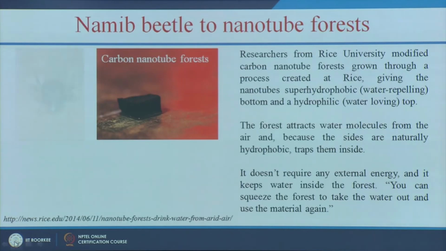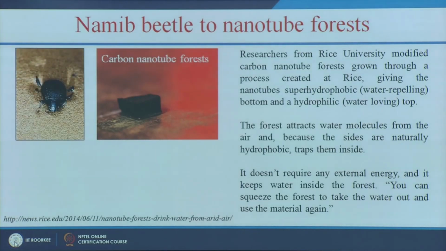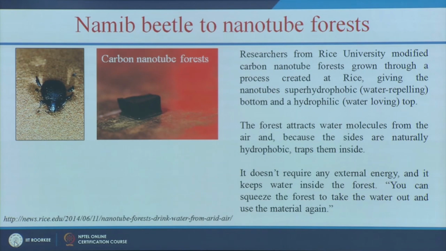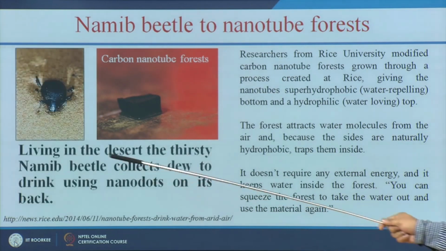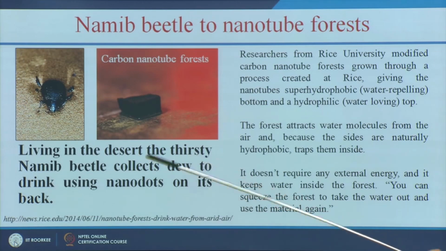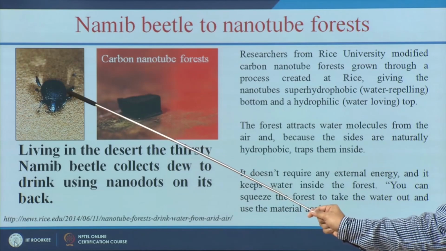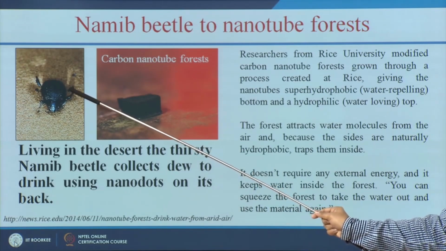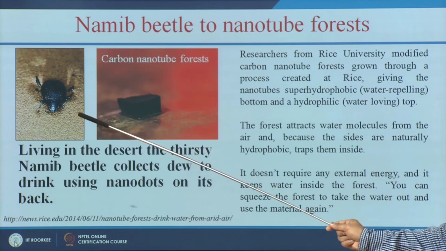So the next idea is the carbon nanotube forest. Okay. So from the Namib beetle, how can we make the nanotube forest? The Namib beetle lives in the desert, and it collects dew to drink using nanodots on its back. So the Namib beetle has nanodots on its surface. It collects the dew and drinks the water from that.